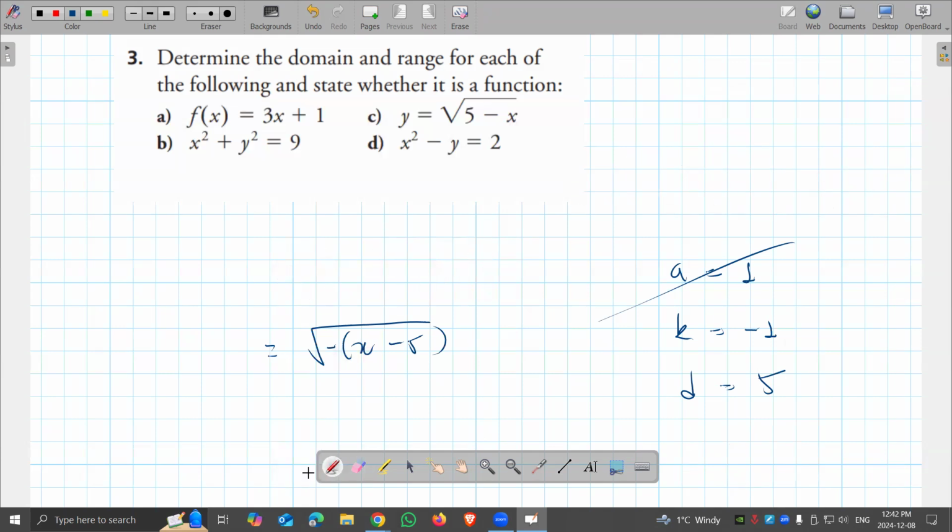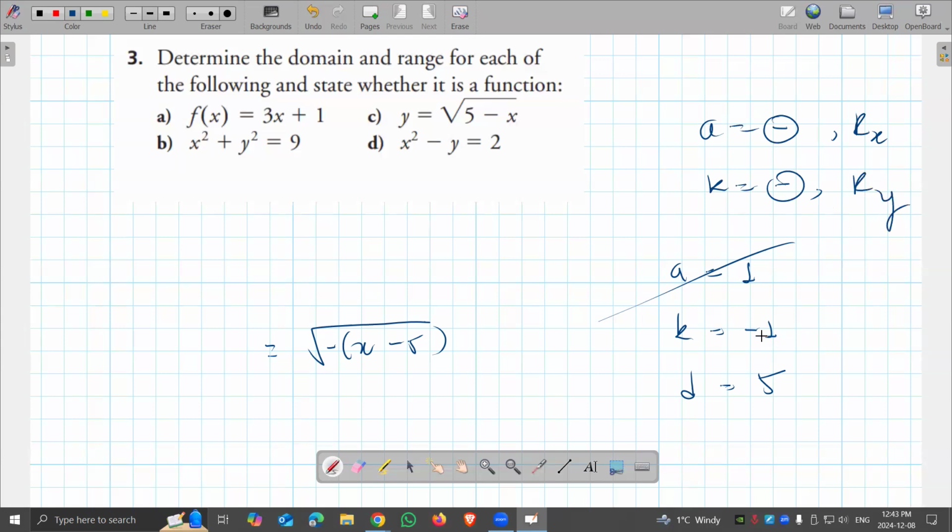So what does k equals -1 do to the function? Reflection, stretch, translation, what does it do? K = -1 is a reflection on the y-axis. If a is negative, it's a reflection on the x-axis. If k is negative, it's a reflection on the y-axis.